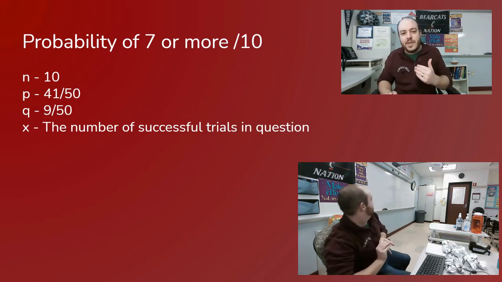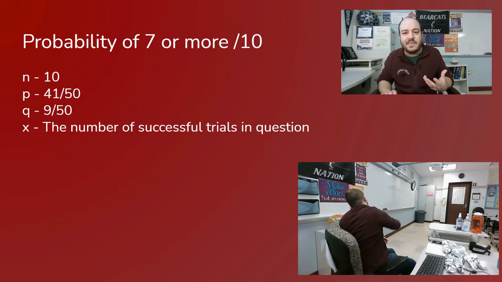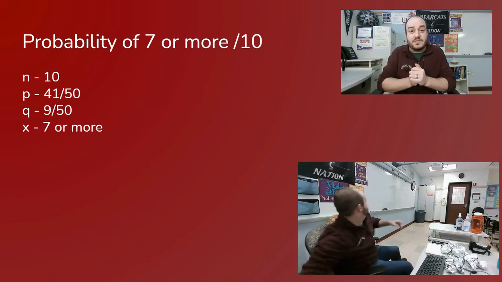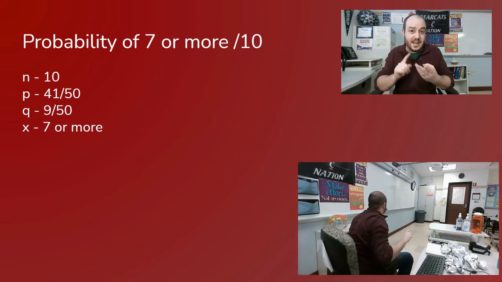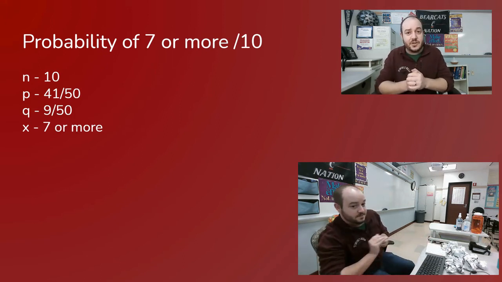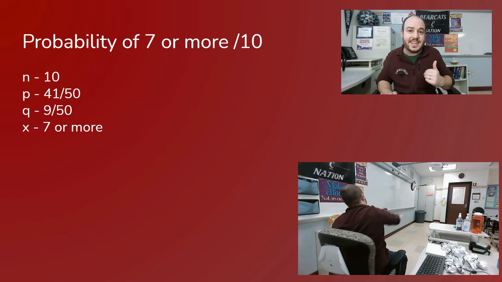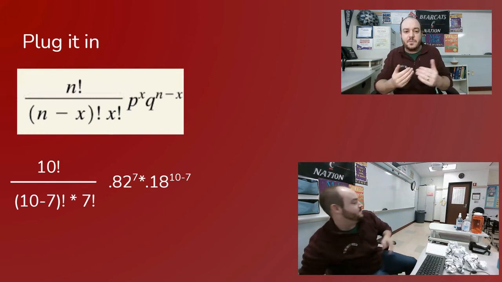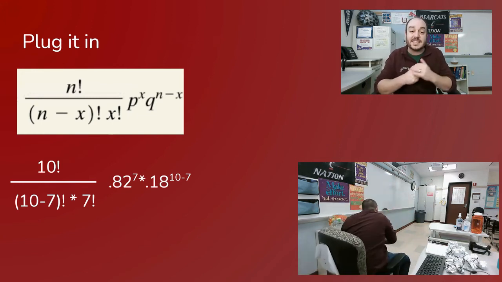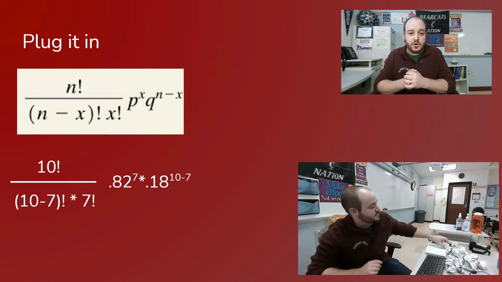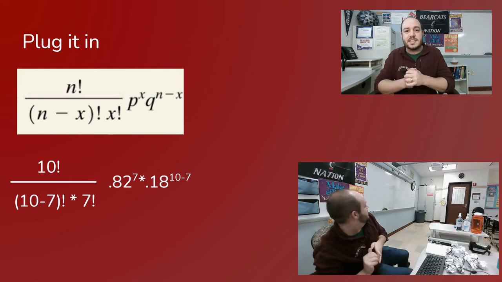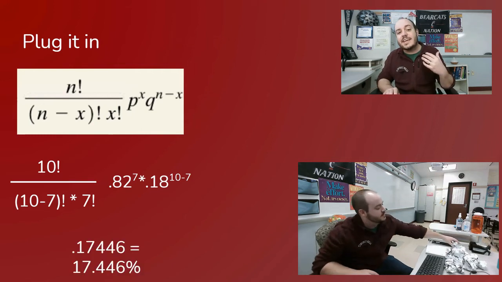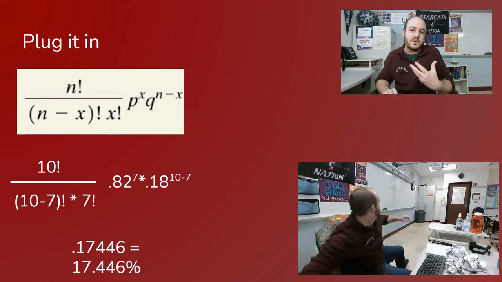Now, once we get through that, we know that in this specific question, we're looking at 7 or more for our x. So that means it has to be 7, 8, 9, and 10, which means I'm going to have to do this formula over multiple times for 7, 8, 9, and 10, and then add all those probabilities together to get my final answer. So let's go ahead and look at that first equation. If I plug in for 7, you can see for n I put my 10, for x I put 7, probability of success is 0.82, which is really just the 41 over 50, and 0.18 is the 9 out of 50. When I plug it all in, it gives us 17%, a little bit above 17%.